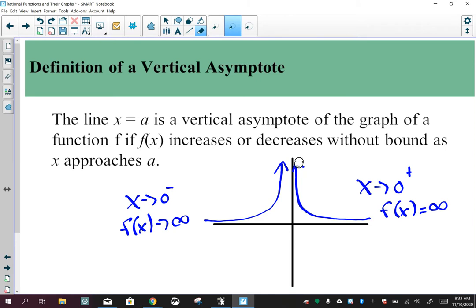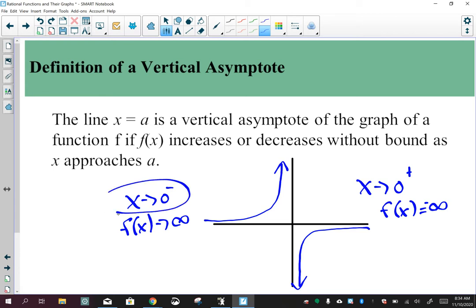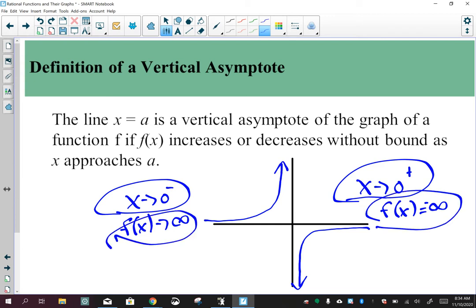Now, here's the deal. You don't have to run to just positive infinity, because you can actually go to negative infinity on the other side, and that's okay. So just remember when you're doing this, this is telling you there's probably an asymptote here because I'm looking at that number specifically. And if there's an asymptote, exactly what's going on? Am I going to positive infinity or negative infinity?